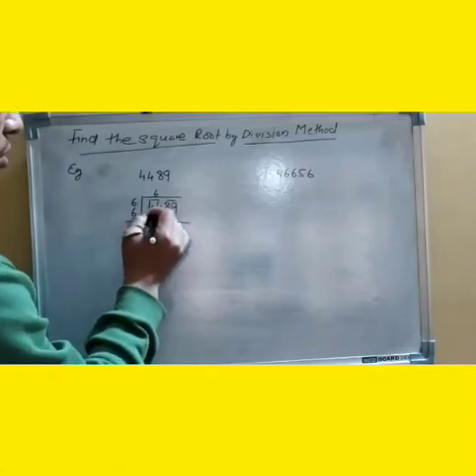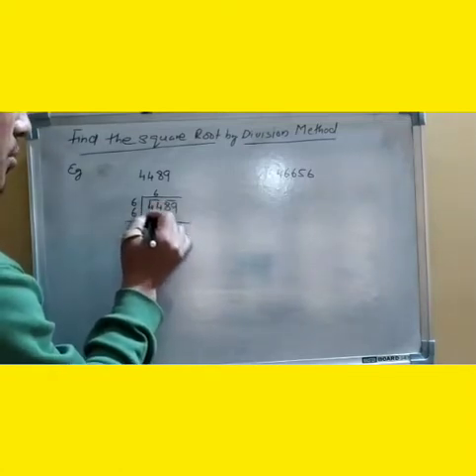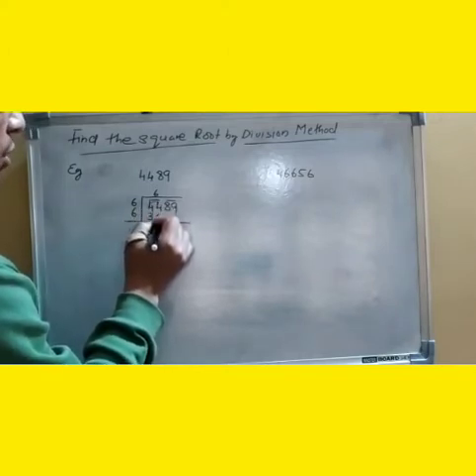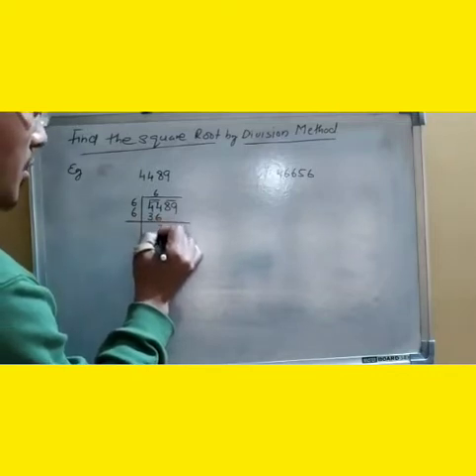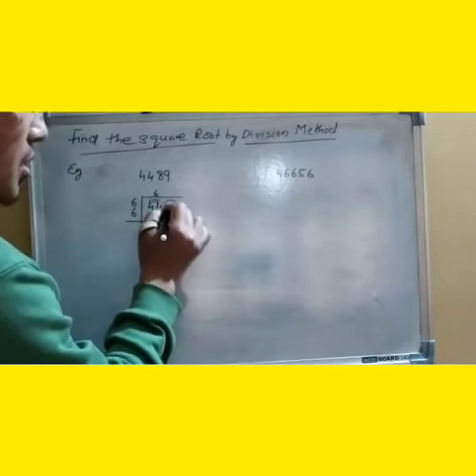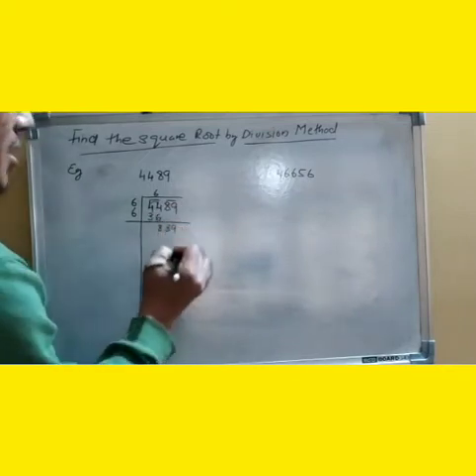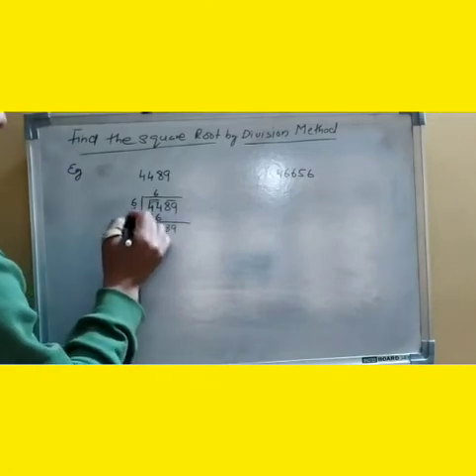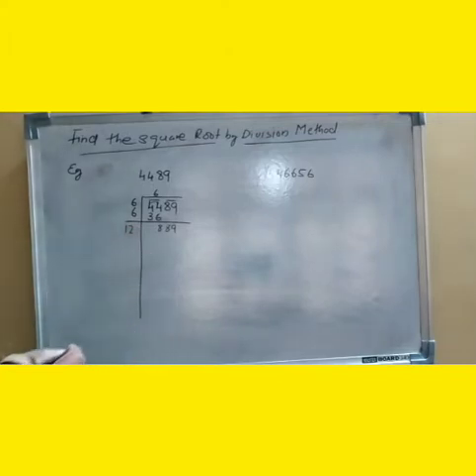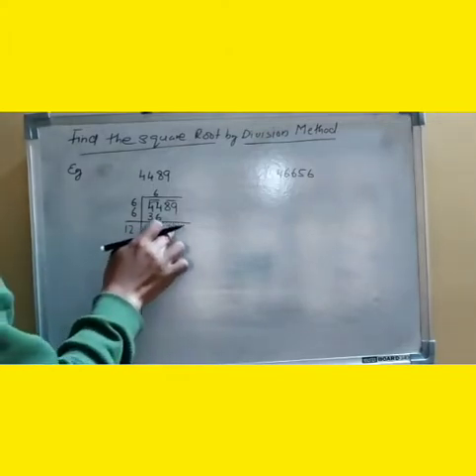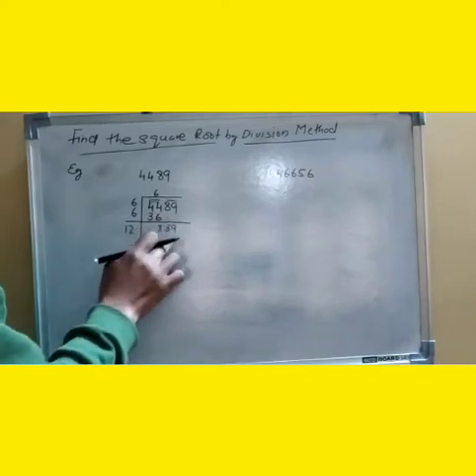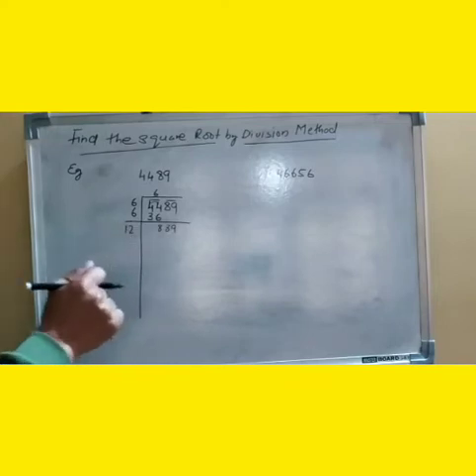Now subtract this. You can't subtract 6 from 4, so borrow 1 from here: 14 minus 6 is 8. Then these two are a pair, bring them down, so 889. Now add these two, 6 plus 6, is 12. Since this is the last number, we're going to find the perfect square for 89 with the help of this number.